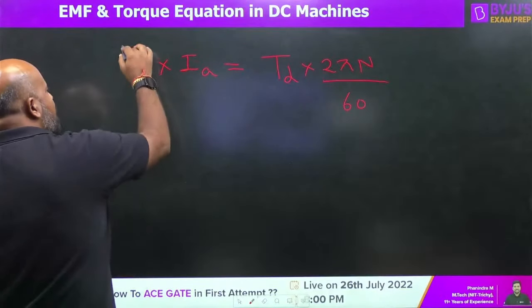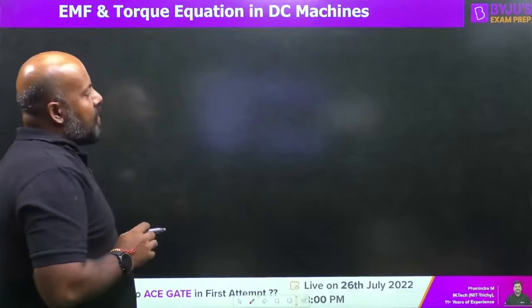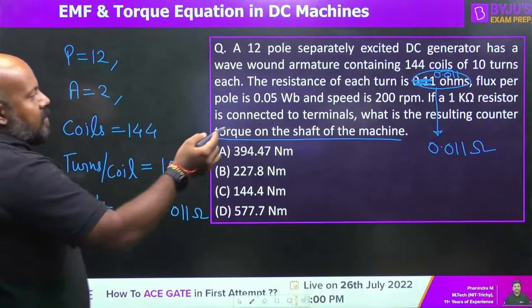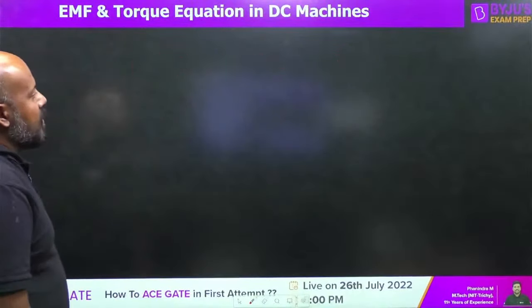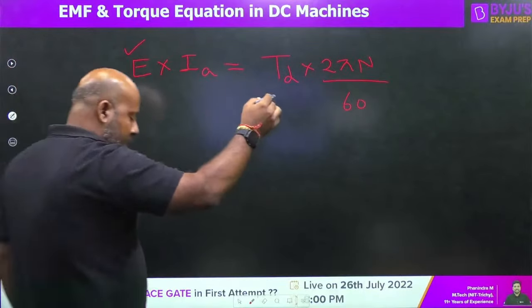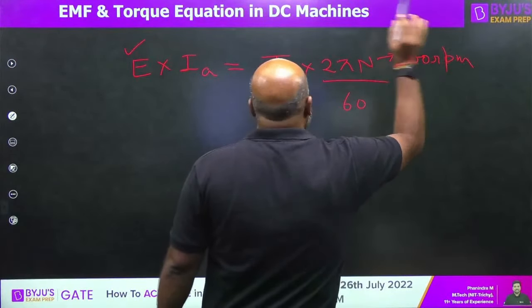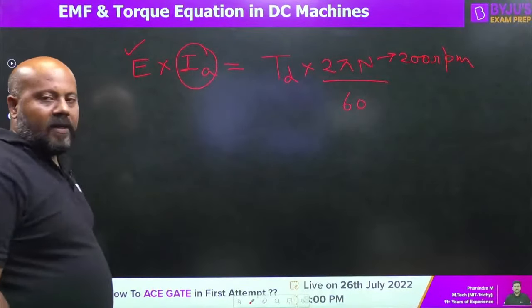Now the problem is, EMF you have calculated. Speed is also mentioned, 200 RPM. You know the speed is 200 RPM. You know what is the EMF, but you don't know what is the armature current. Can you find it? Yes.